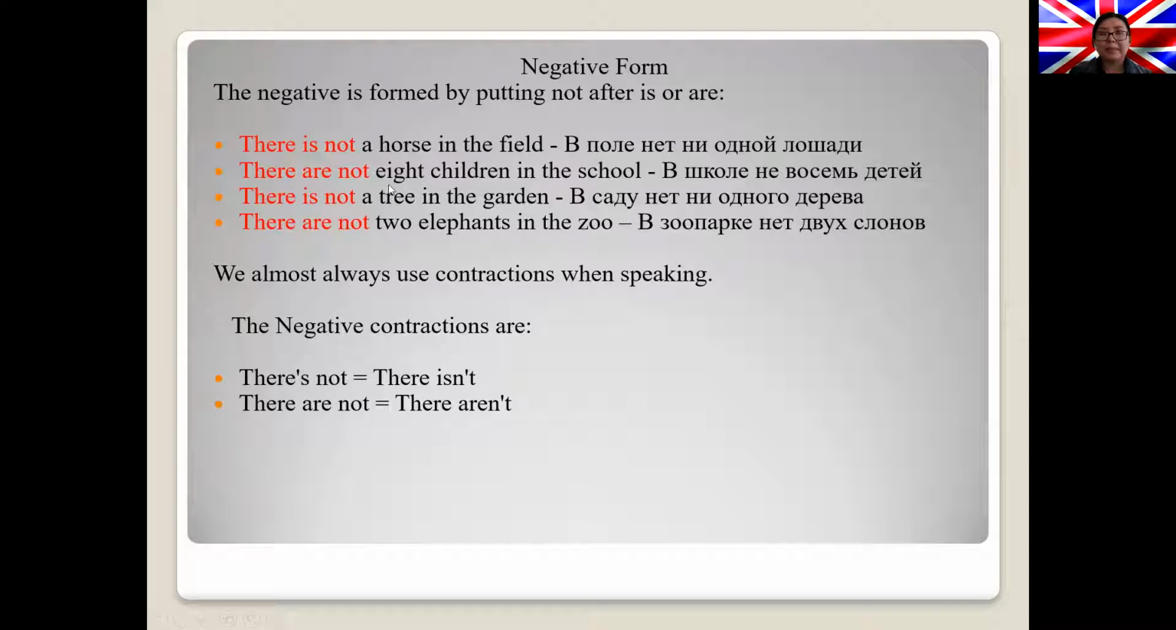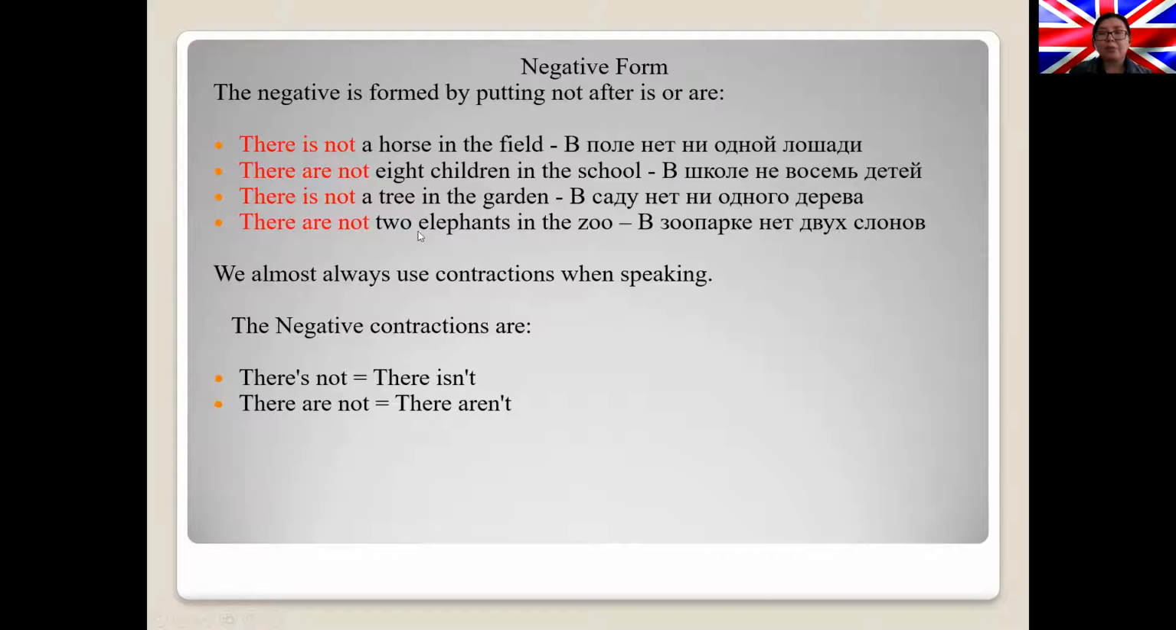There are not 8 children in the school. В школе не 8 детей. Are not, 8, plural, children. There is not a tree in the garden. В саду нет ни одного дерева. There is not.